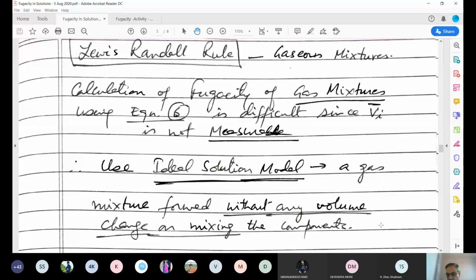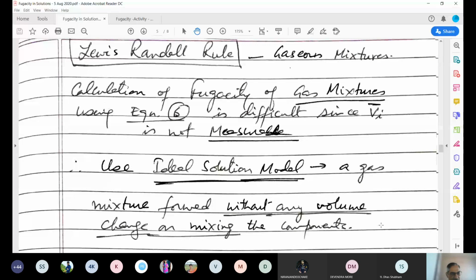Real solutions, there is always or most of the time it is volume change on mixing. Rarely होता है when the molecules are similar, then there may not be any volume change on mixing. But generally, when we mix two components, there is some volume change. It could be positive, it could be negative. Right? So now we say again, just like we define ideal gas.